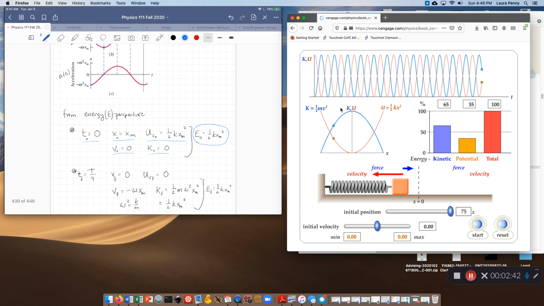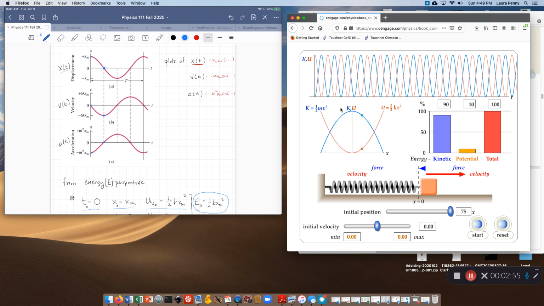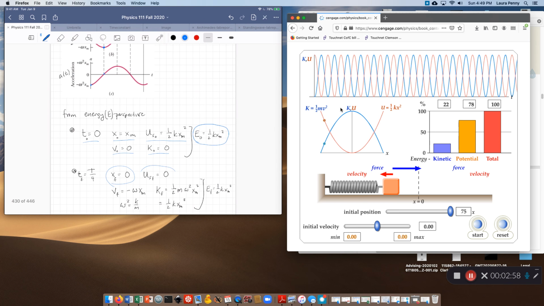When we get to time equals 1/4 the period, now we're at 0 displacement, right? And that's here. So we have 0 potential energy, but we have a speed at that place of negative omega x_m. So our kinetic energy is 1/2 the mass times this thing squared. Well, that thing squared is omega squared x_m squared, but if we remember that omega squared itself is k over m, this is again just 1/2 k x_m squared. The kinetic energy is equal to this again.